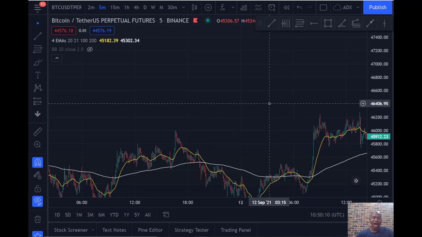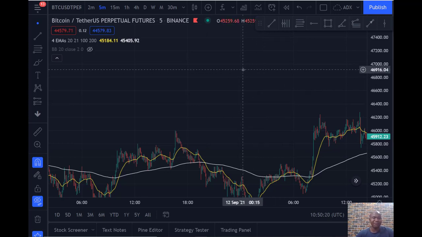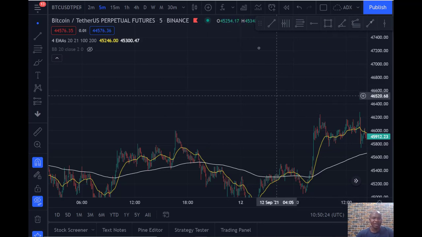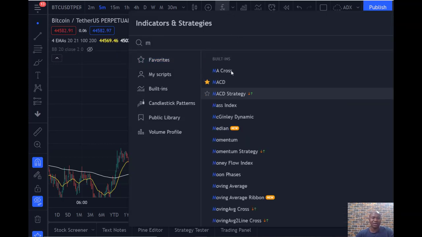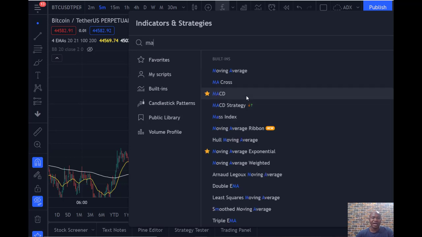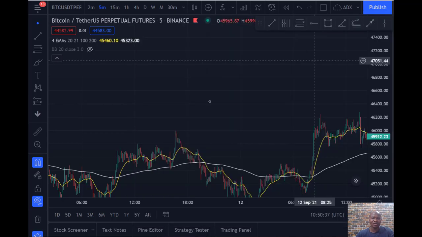Having said that, what we are going to use to trade consistently and make money consistently is the moving average, and I believe most of you already know what a moving average is. In case you don't, this is the TradingView platform. You just click on this fx, enter MA, and you're able to bring in a moving average, either simple or exponential, it doesn't matter. I already have it here.